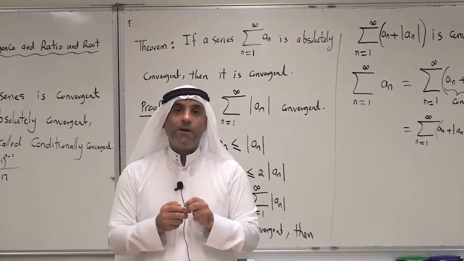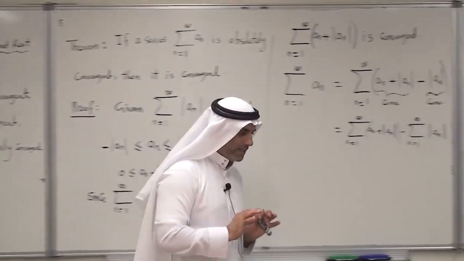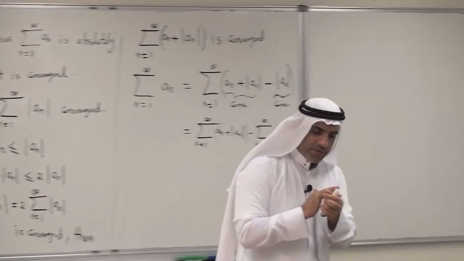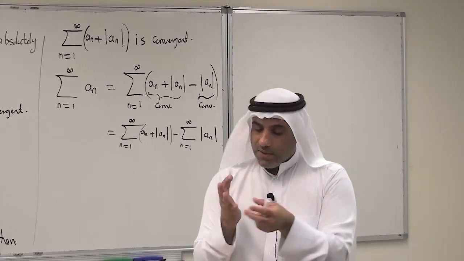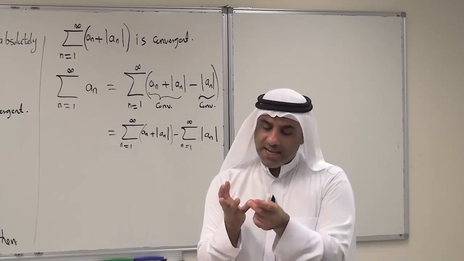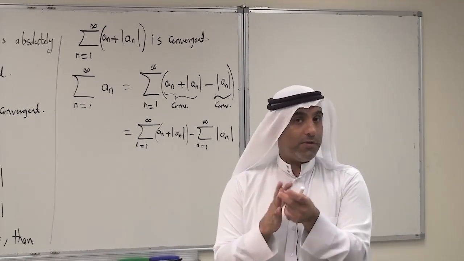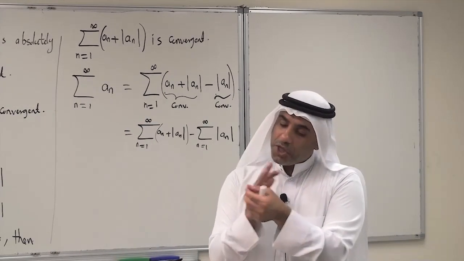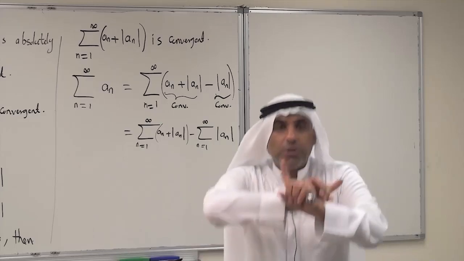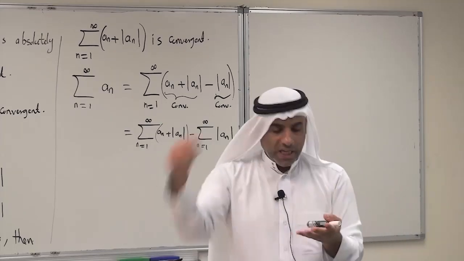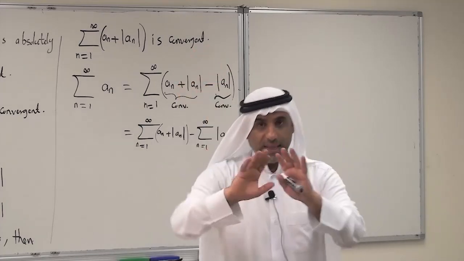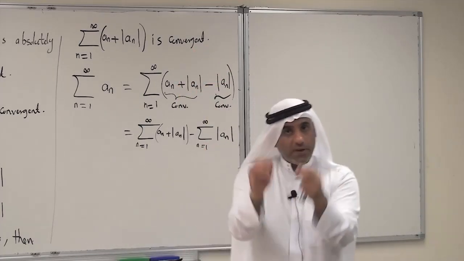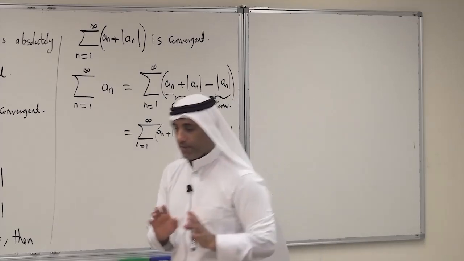What is the conclusion now? The conclusion is, if you have an absolutely convergent series, then for sure it is convergent. If you have a convergent series, it is not enough to say it is absolutely convergent. If you have absolutely convergent, then it is not conditionally convergent. If it is conditionally convergent, it is not absolutely convergent. That is the summary of the types of convergence we have and the relationship between them.